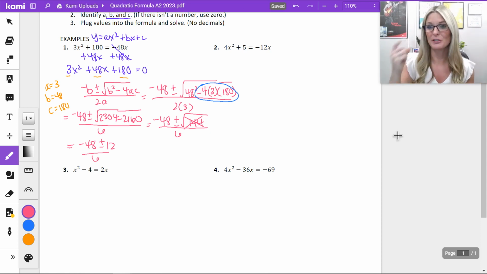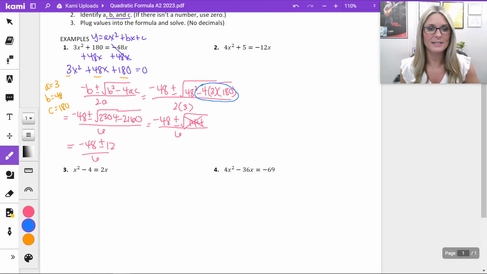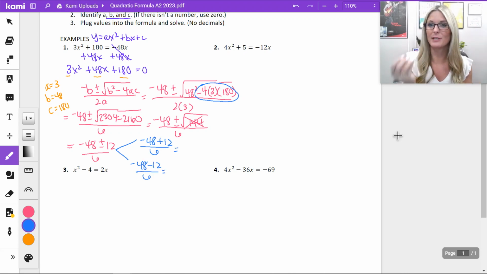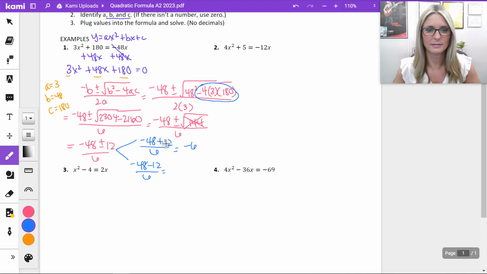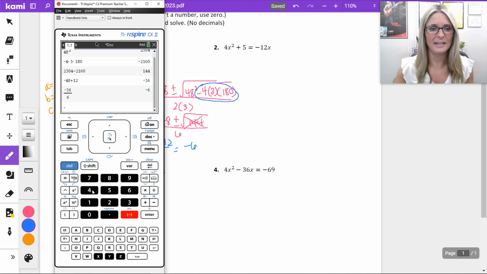So you notice in the formula there's plus and minus. That is helping us generate those two separate answers. So I'm going to separate it here and show you. We've got negative 48 plus 12 divided by 6, and we have negative 48 minus 12 divided by 6. So those would give me my two x-intercepts, my two zeros or roots for this quadratic function. Negative 48 plus 12 divided by 6 is negative 6. Negative 48 minus 12 divided by 6, negative 10.